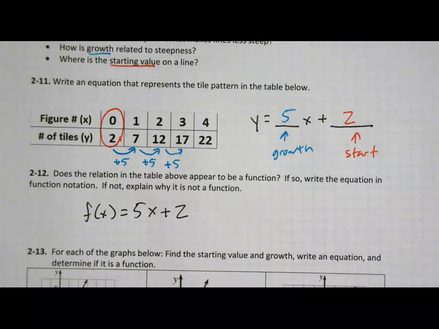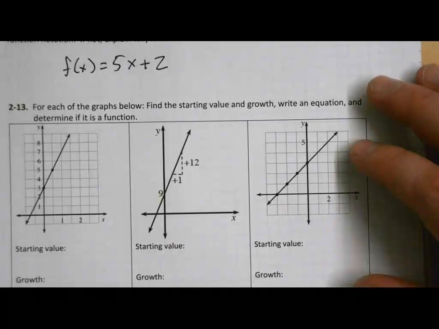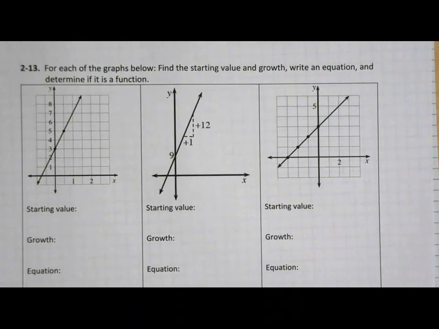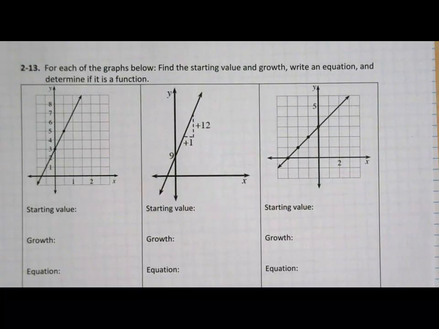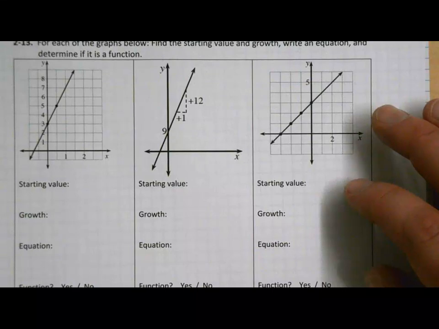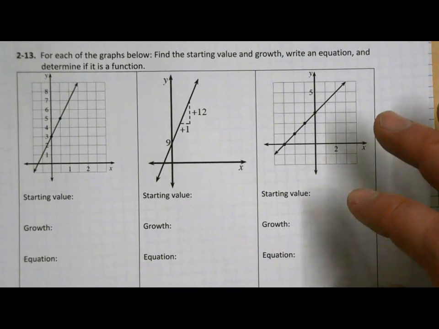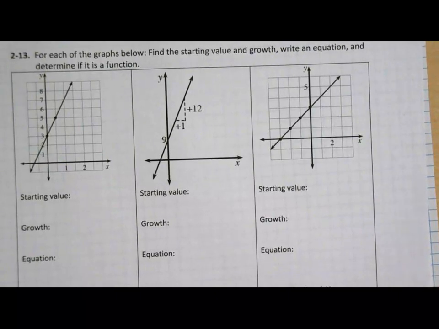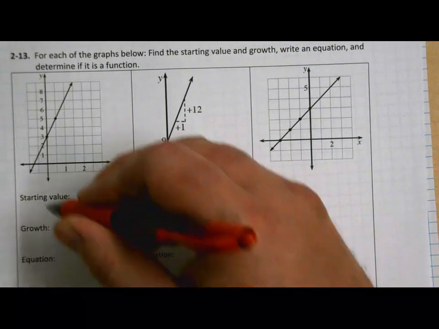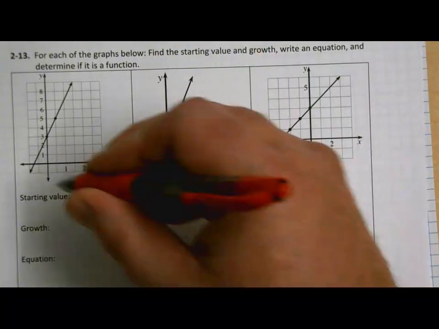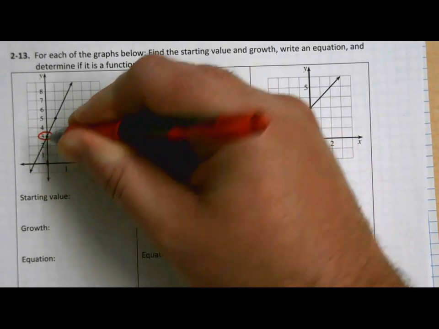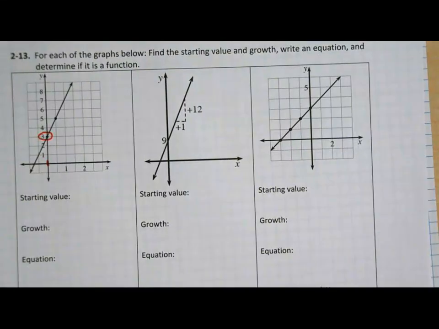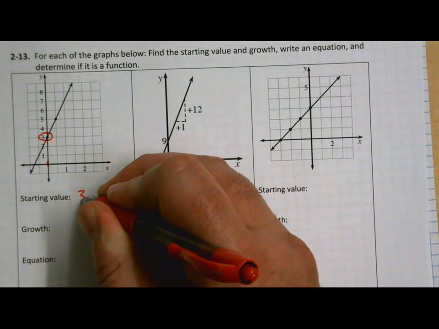All right, let's go ahead and move forward here. So this is a little bit new. From here, we're going to be looking at a graph, finding the starting value and the growth, and then using those two things to write our equations. We will also be checking to see if it is a function, yes or no. So let's go ahead and have a look. Now remember, the starting value is the y value whenever x is 0. So x is 0 right here, and the y value when x is 0 for this one appears to be 3. So my starting value is 3.